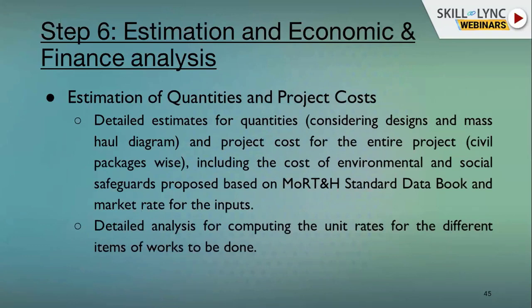Step 6 is estimation, economic and financial analysis. This is a detailed estimate of quantities considering the design, asphalt diagram, and project cost for the entire project, including the cost of environmental and social safeguards. The Ministry of Road Transport and Highways, MORTH, has a data book. We use that, and the market rates. Detailed analysis is done for computing the unit rates for different items of work.